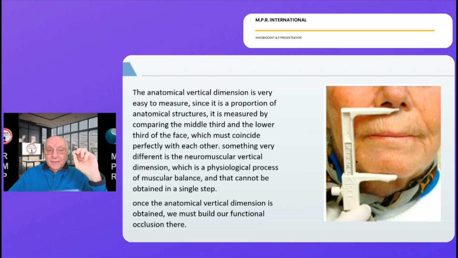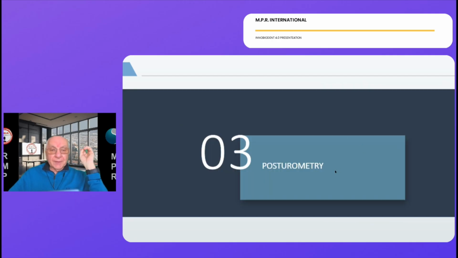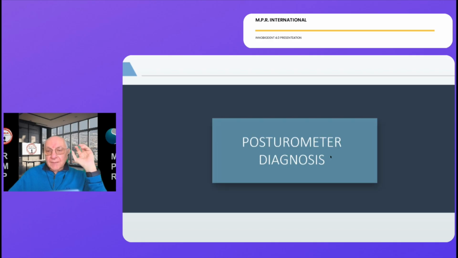The anatomical vertical dimension is easy to determine, but it is important to understand that we have to compare functional vertical dimension, anatomical vertical dimension, and total body posture. Let us now analyze how, through an objective instrument, we can determine whether the correct position. Posturometric diagnosis is essential for this process.